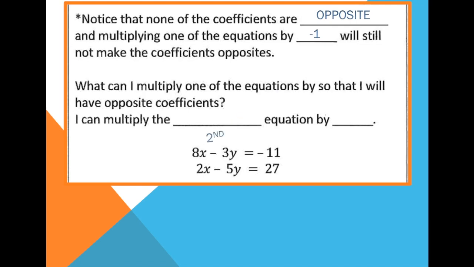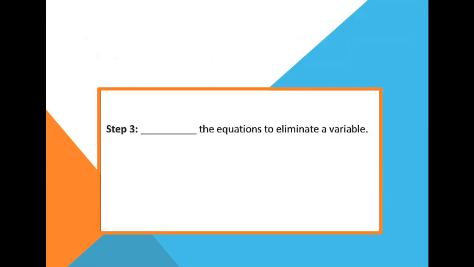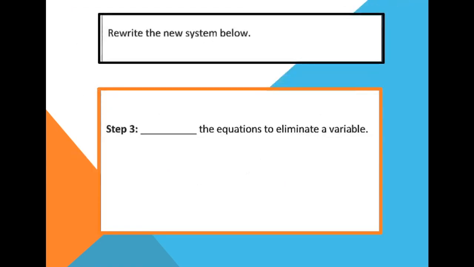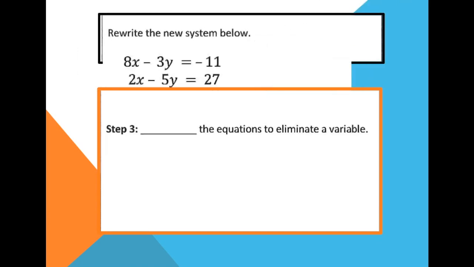We would have to multiply the second equation by -4. So let's go ahead and multiply the second equation by -4. Doing so would give us -8x + 20y = 108. Step 3: we are going to rewrite the new system below. Take a look at the original. So here's our new system.